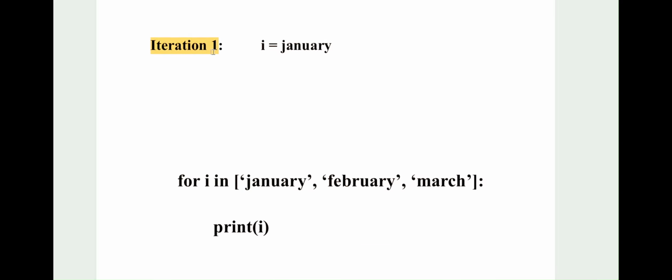On the first iteration, i is January. Here, i is assigned the value January. The print(i) statement will print January.